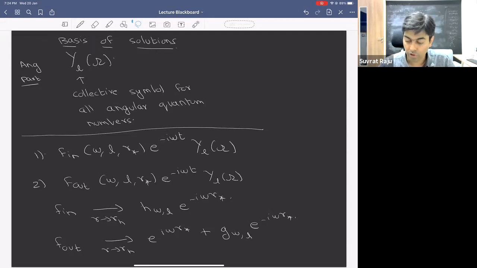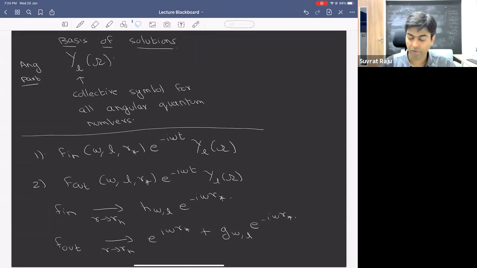Okay? Now I have chosen a particular linear combination. I have chosen to write one solution which I'm calling f in, which has the property that it has an e to the minus i omega r star. So if you think of the entire solution, it looks like e to the minus i omega r star times e to the minus i omega t. This solution f out has an e to the plus i omega r star. It also has some component of e to the minus i omega r star, which I'll explain in a minute. But this component is what gives it the name f out, and this component makes it look like e to the i omega r star times e to the minus i omega t. Okay, so these are bases of solutions.